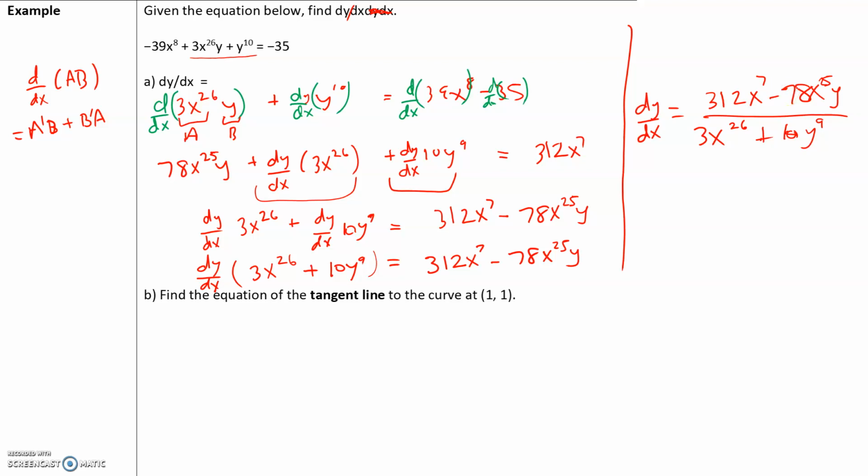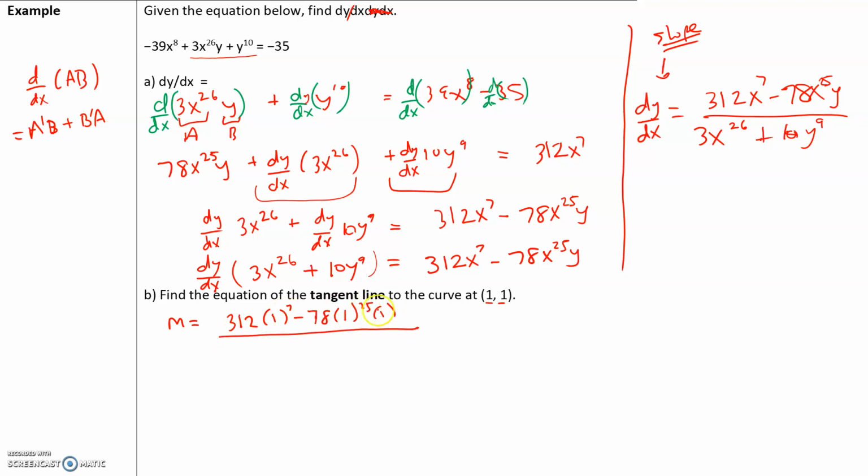that's part A. Part B, find the equation of the tangent line to the curve at (1, 1). So first off, this is the slope of the tangent line. So we want to figure out first, what is the slope m? For that, since my x and y are both 1, I'm going to replace in my slope equation the x's and y's with 1. So we get 312 times 1 to the 7th minus 78 times 1 to the 25th times 1.